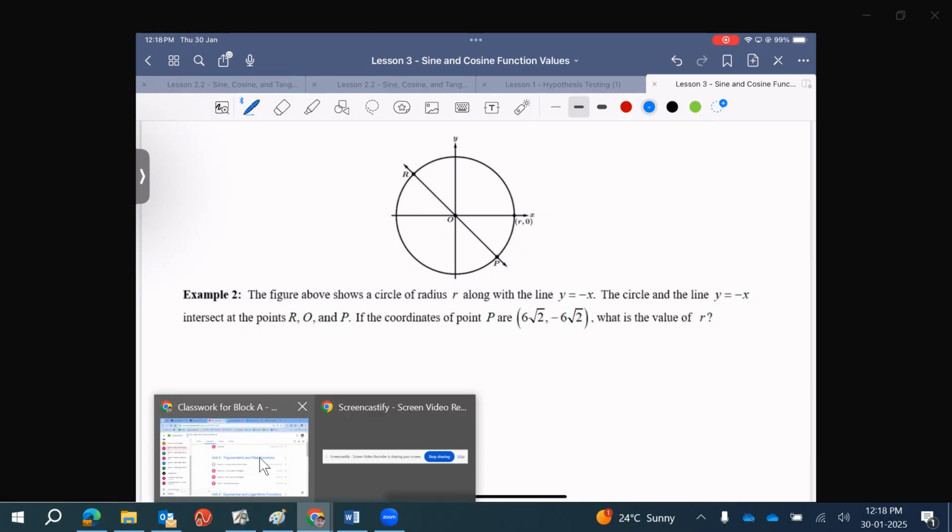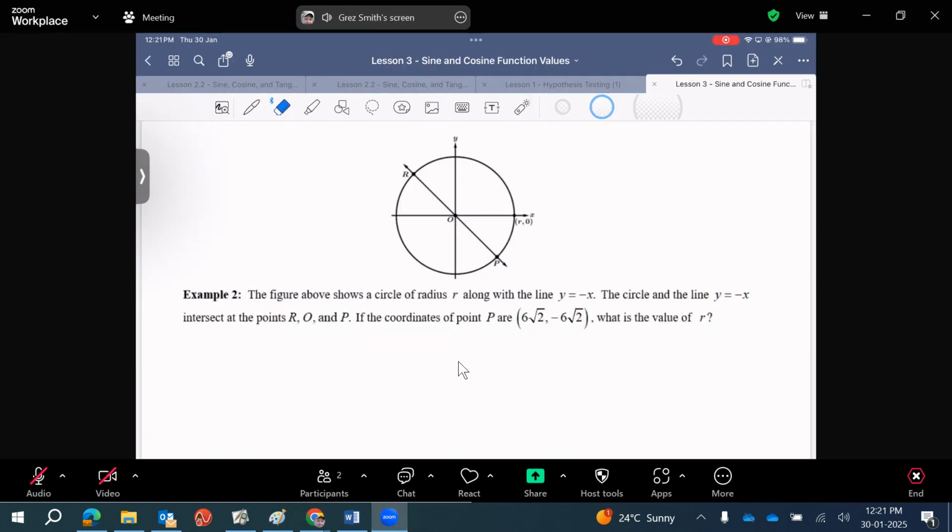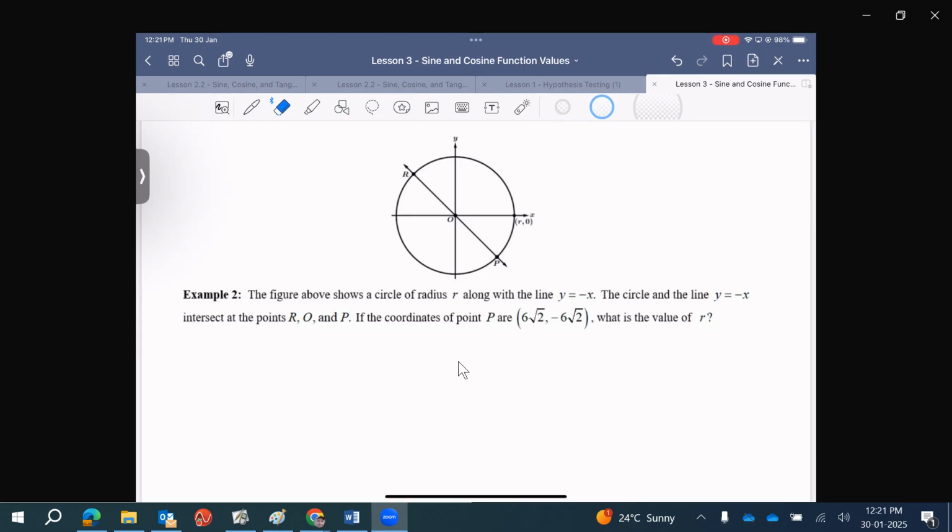I'll give you 1 minute to have a little go at this one. Now, it's a bit of difficult problem solving on that one, but here we're given that y equals minus x. So, can anyone tell me what the tangent of theta is going to be?